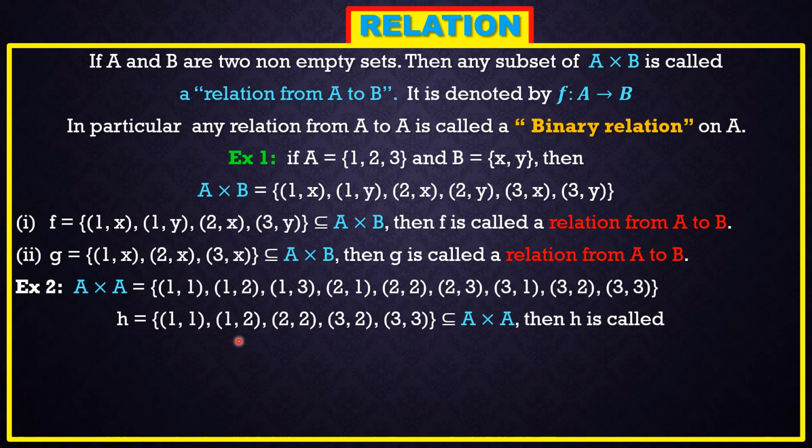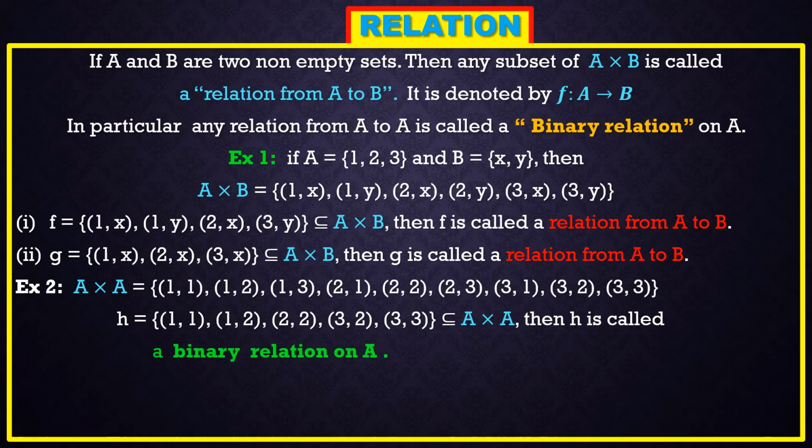Now we also take one subset H equals (1,1), (1,2), (2,2), (3,2), (3,3). These are also elements in the Cartesian product, which form one set, that is H. This is also a subset of A cross A. Therefore this is also a binary relation on the same set A.